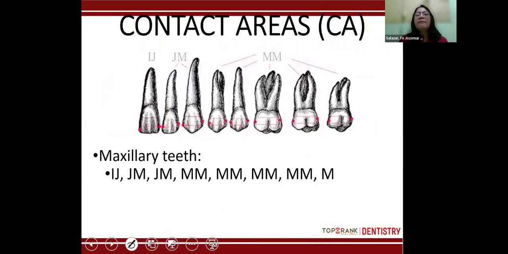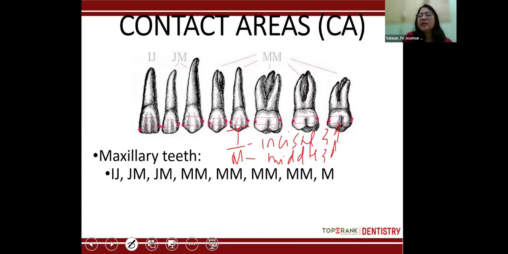Now, paano kung specific yung question na sa inyo? Kunwari, where can you find the mesial contact area on the maxillary central incisor? We now have this mnemonics. Okay, I for incisal third, M for middle third, and J for junction of incisal and middle third.